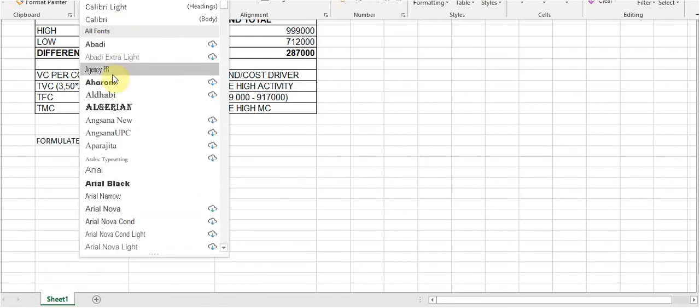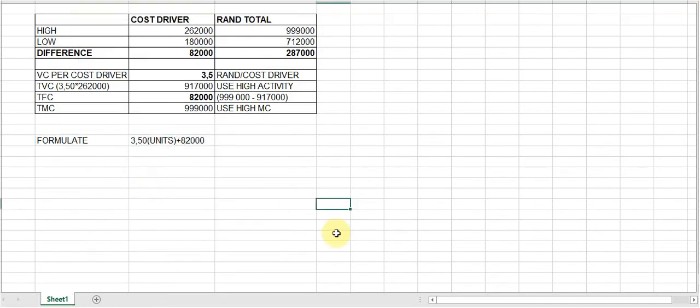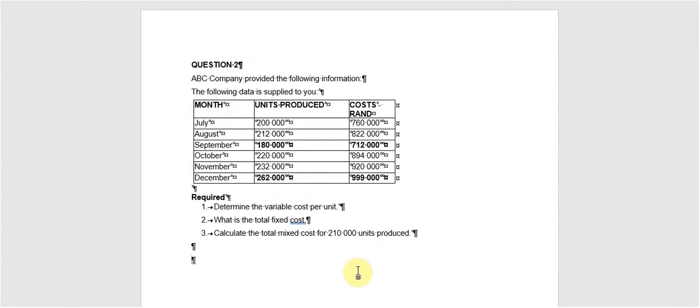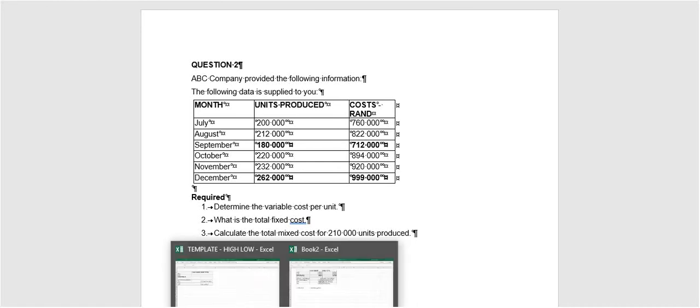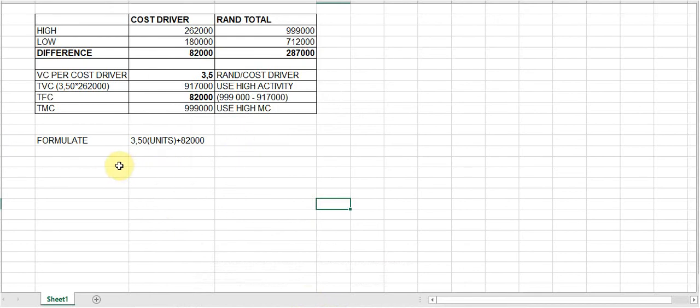Right, the last part of the question says: suppose that the units produced is 210,000. What will the total mixed cost be? Now they are telling me the units equal 210,000. So I simply need to use my formula, and say the mixed cost will be 3 Rand 50 times the 210,000 units that I want to estimate, plus 82,000.